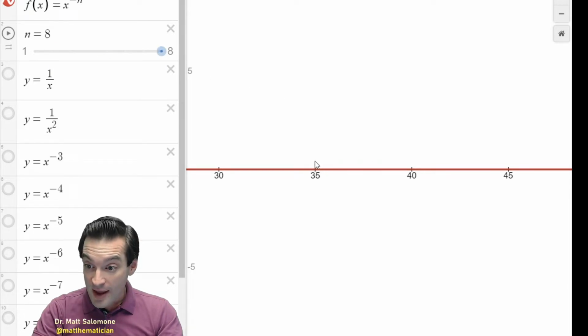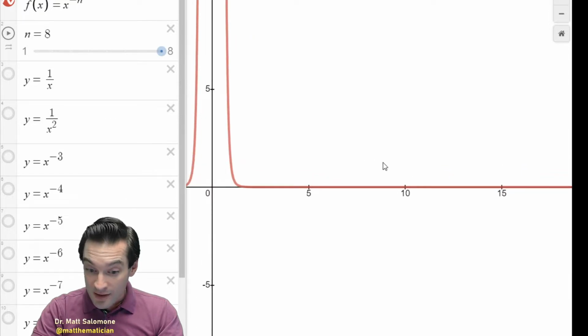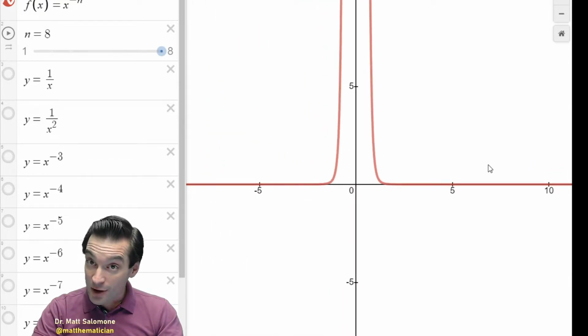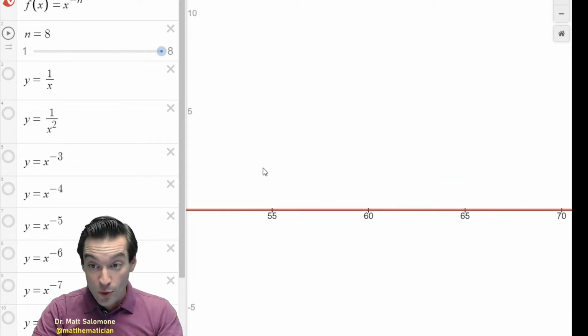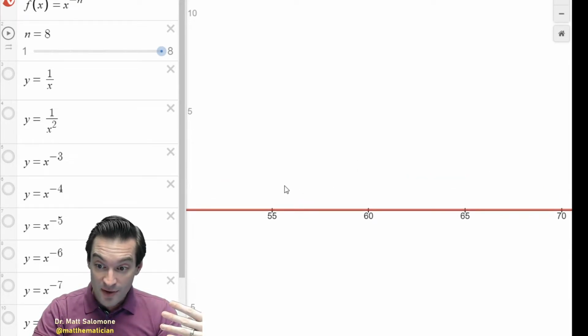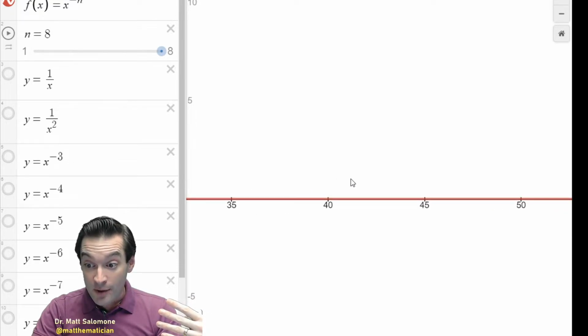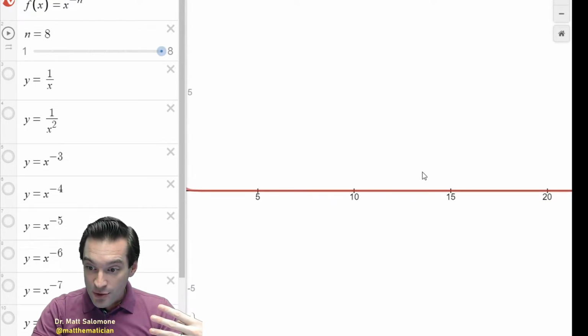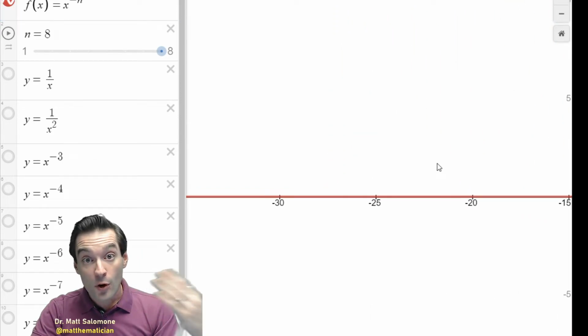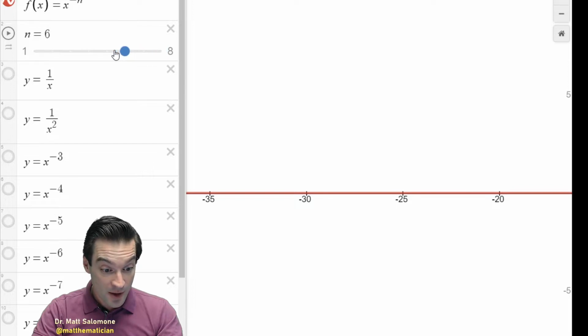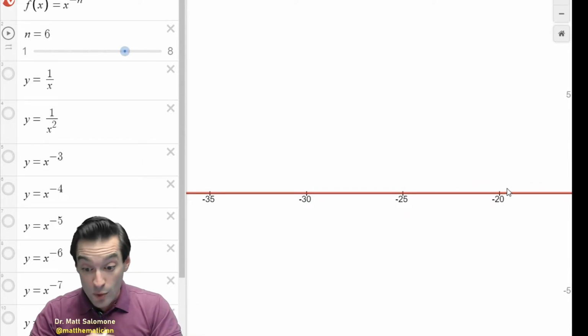Even 1 over x to the 8th has this property that even though some crazy stuff is happening close to x equals 0, as x gets out to positive infinity, as we scroll out to the rightmost extent of this graph, the y values are settling down to 0. And the same remains true also on the left side. As we scroll out towards x equals negative infinity, no matter what my negative exponent is, it looks like the values are again tending towards 0.